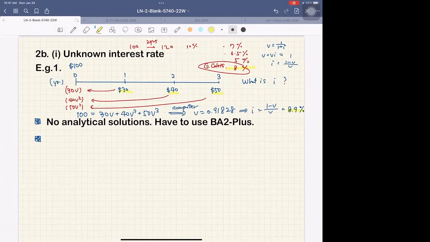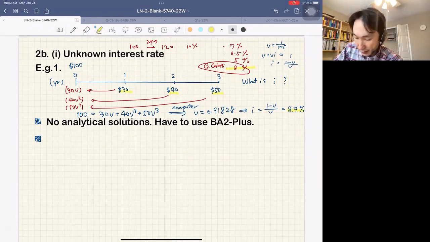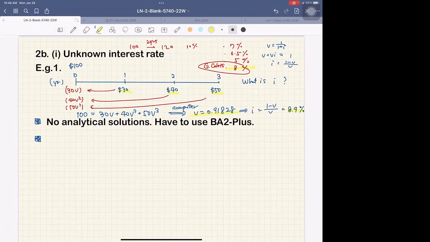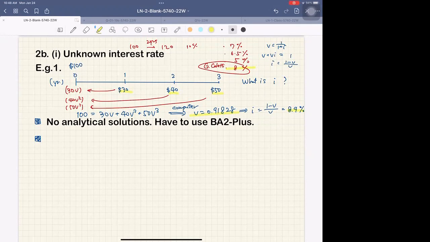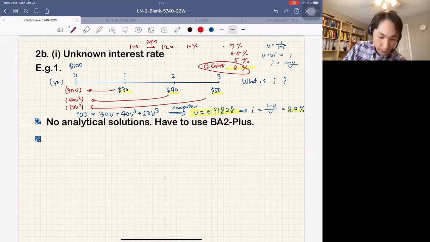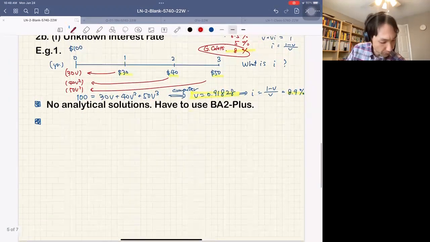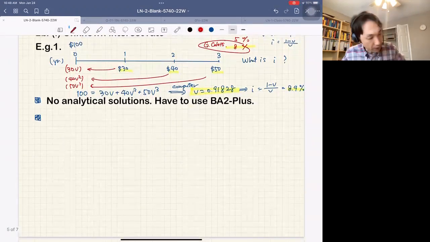Yeah, I'm sorry, Professor. How did you get 0.91 for the V? Sorry, how to get this number? I'm sorry, I missed it. Sorry, I didn't really explain. So if we use some computer to solve this cubic equation, then it will give 0.91828. So I didn't explain that. Okay, if you use a computer to numerically solve it, yeah. Okay, thank you. But from now on, I will explain how to calculate it with the BA II Plus.